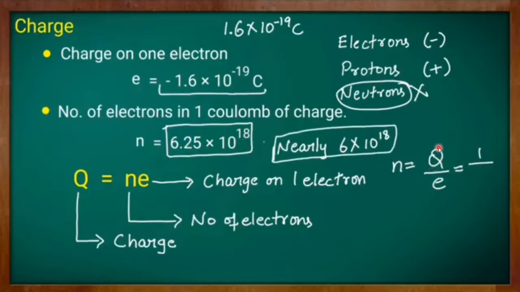If we substitute that value, that is 1 divided by minus 1.6 into 10 to the power of minus 19 coulomb, then the number of electrons we are going to get is N is equal to 6.25 into 10 to the power of 18. This is the exact value we get if we calculate it. You may be wondering, because in this formula I said that an electron is a negative charge, isn't it? While calculating the number of electrons, I did not represent it with a minus sign. Remember, the number of electrons cannot be negative. Understood, children?